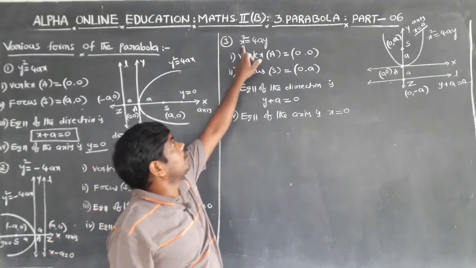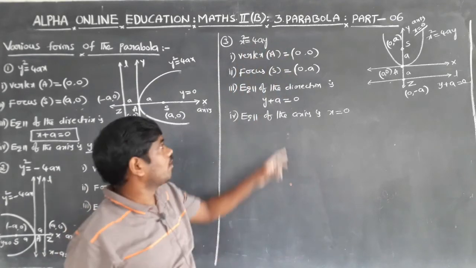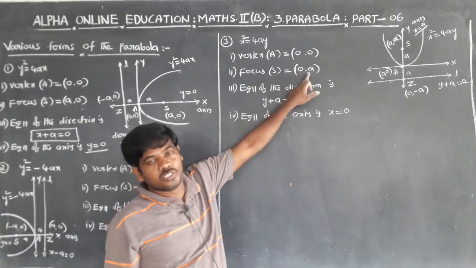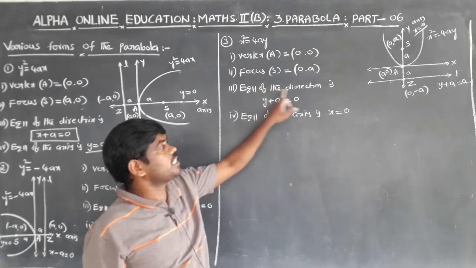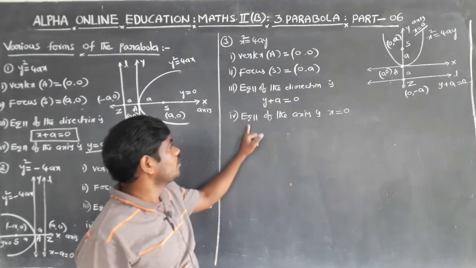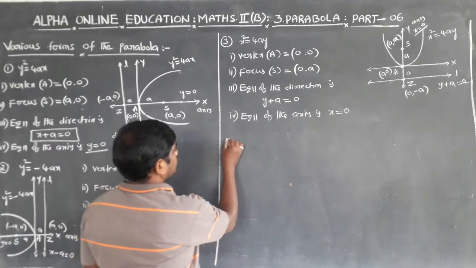Third parabola: x square is equal to 4ay. Vertex 0 comma 0, focus 0 comma a. Equation of the directrix y plus a is equal to 0. Equation of the axis x is equal to 0.